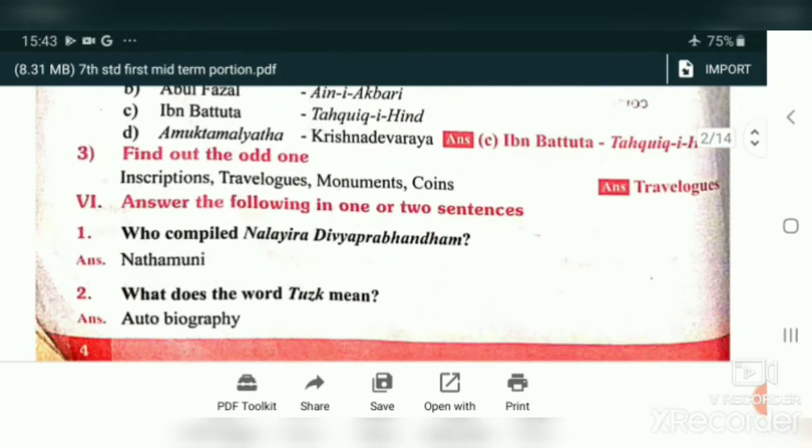Find out the odd one: inscription, travelogue, monument, coin. Here the travelogue is the odd one. A travelogue is a book.